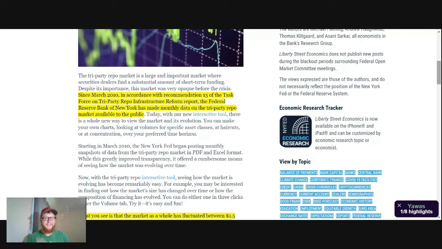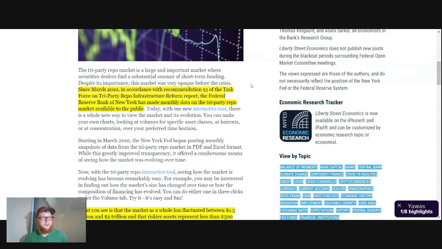Since March of 2010, in accordance with Recommendation 13 of the Task Force on Tri-Party Repo Infrastructure Reform Report, I don't know what it is, but task force seems to be the favorite term for any public entity. They just love task forces. They need a task force for everything, right? It's just something I've noticed, and I think it's kind of funny because it's something you'd hear in a high school or in academia, where I pretty much always heard it. It may just be anecdotal, but anyways, it's a bit off topic.